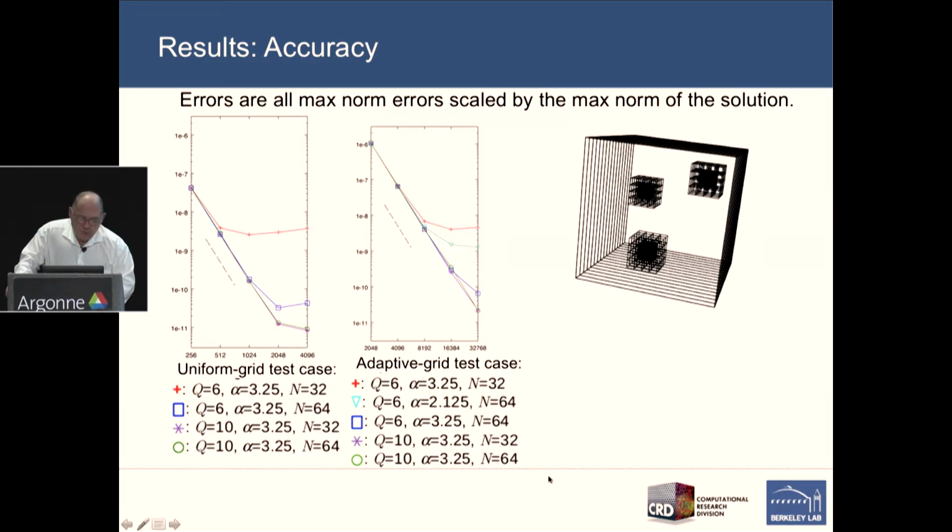And again, we're seeing the same sort of error behavior. The major takeaway from this is, yes, this is behaving as we expected from the analysis. And the second one is that for reasonable values, q equals 6, alpha equals 3.25, n equals 32 is our baseline for doing our performance analysis. 8 digits of accuracy, we can live with that for a lot of problems.